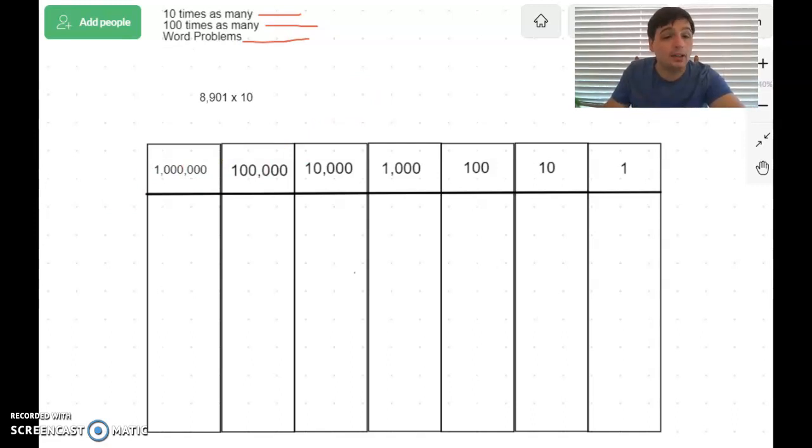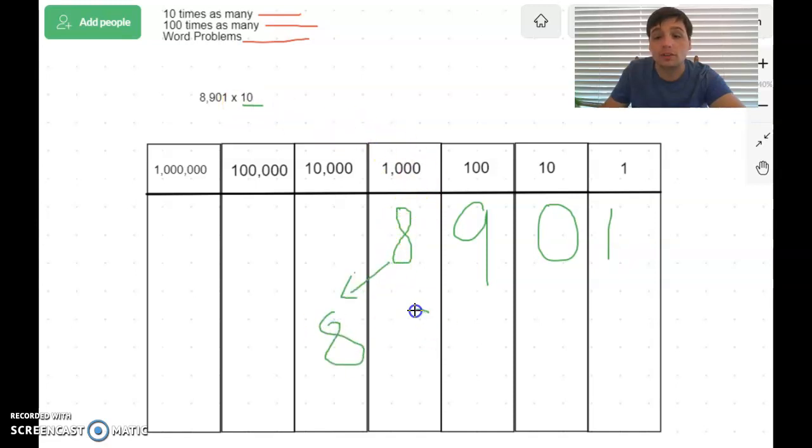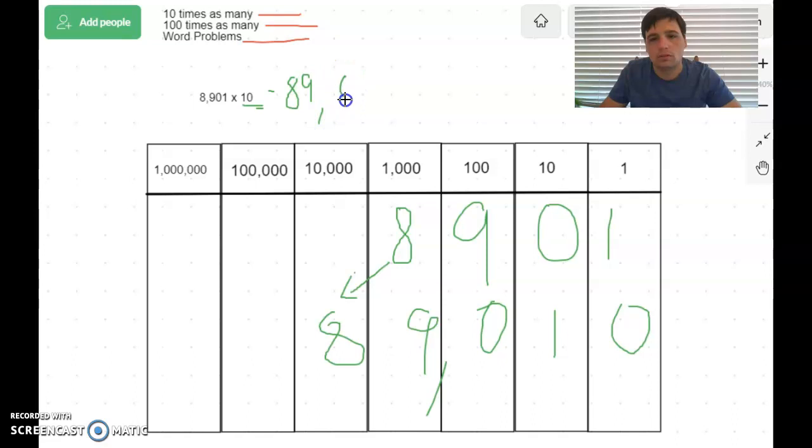And we are back. Let's plug it in our place value chart. 8,901 times 10. Everything gets one place value bigger. 80,000, 9,000, 0 hundreds, 1 ten, 0 ones. My answer is 89,010. Remember, also think about, I just add a 0 to the back of my number. Right? That's really all you're doing. Okay.